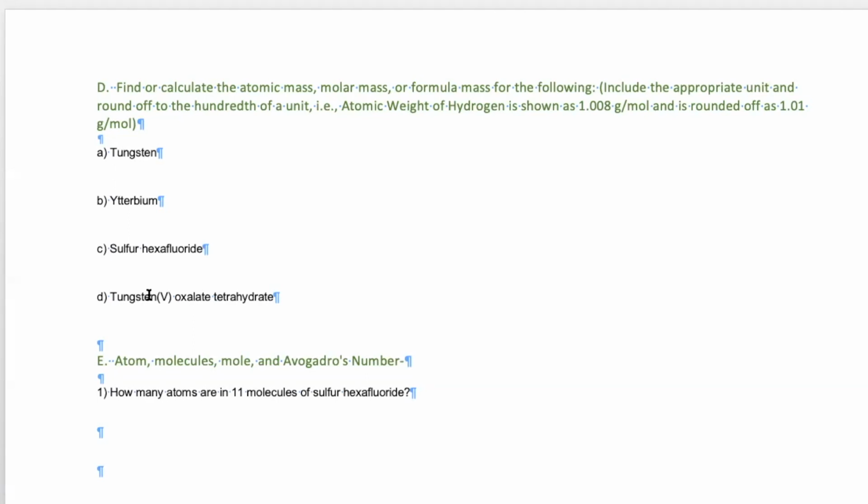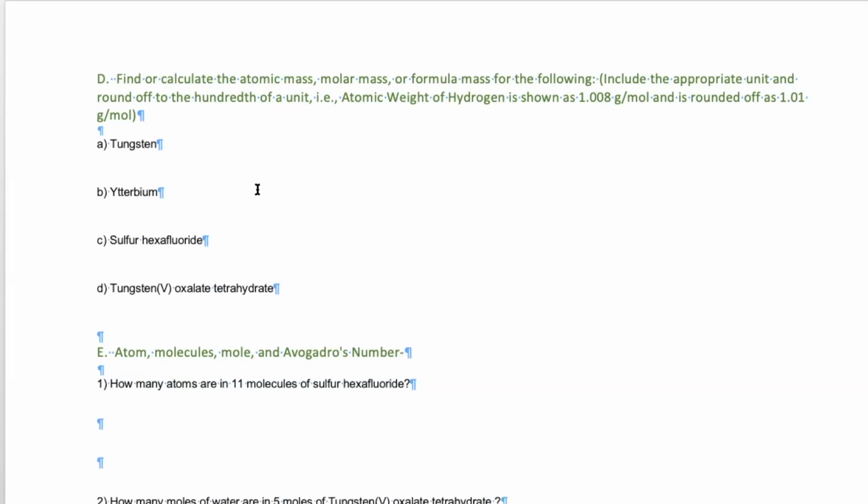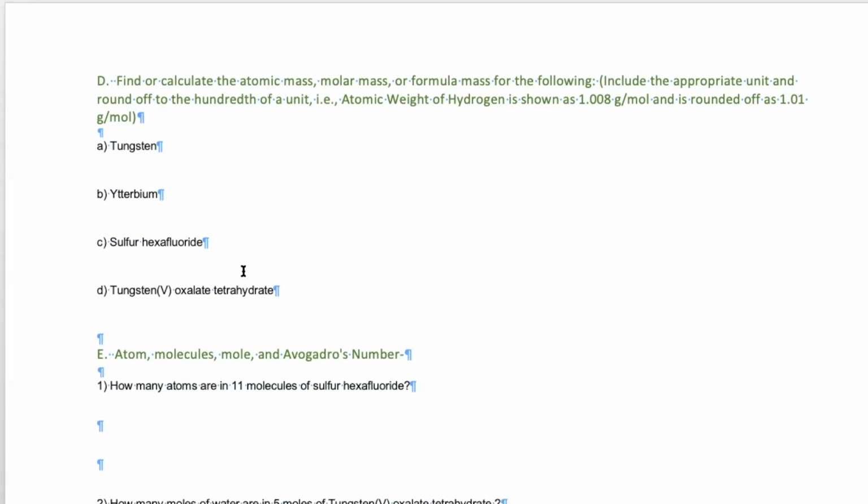Look at experiment number 4. Remember, it was cobalt chloride hexahydrate. It's CoCl2·6H2O. Well, this has 4H2O in the formula. When you calculate the molar mass, you need to include the water as well. So this exercise right here is just for you guys to calculate the molar mass of all these chemicals, either the atomic weight or the molar mass.